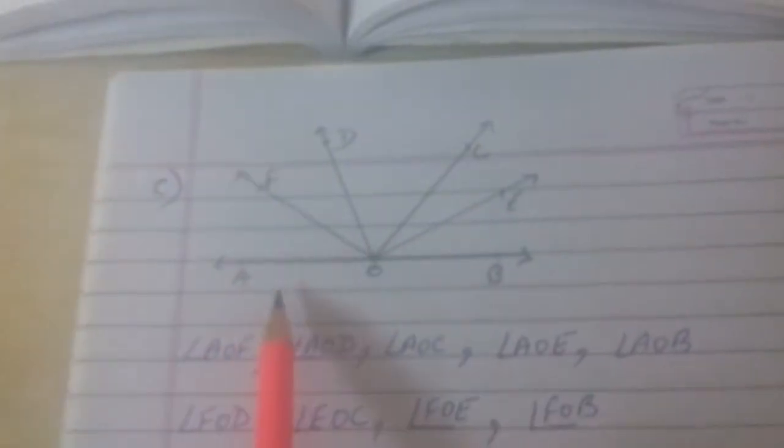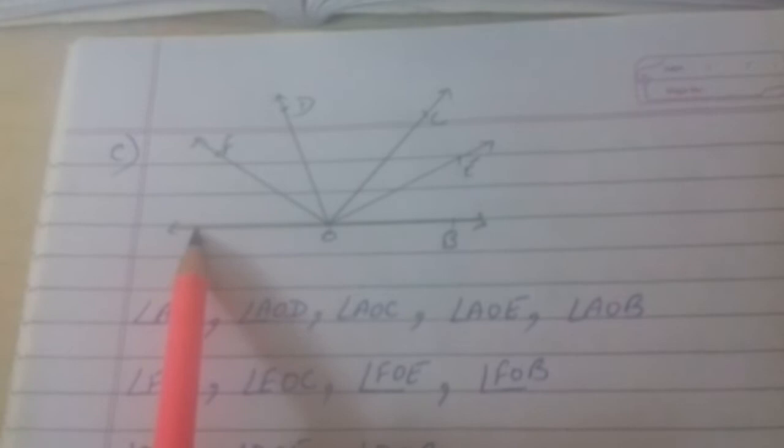C part of third question, children. This is the given figure and again you have to name the angles. So very smartly you have to do. Look how I wrote. I'll start with AO. Clear? So let's find out the angles formed with this line.